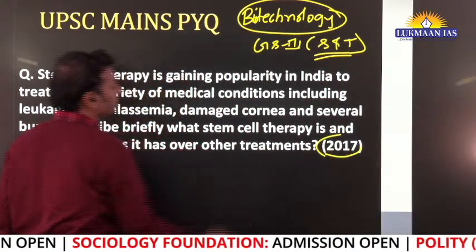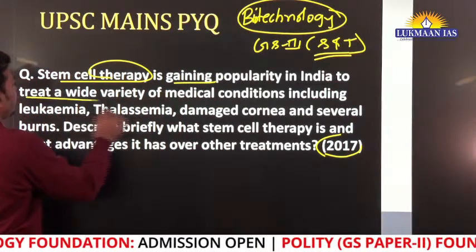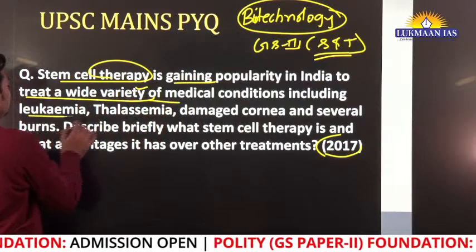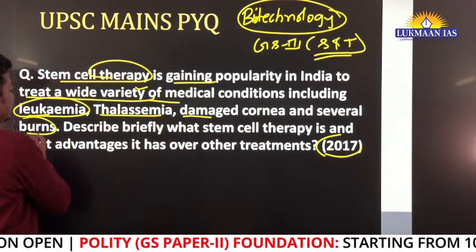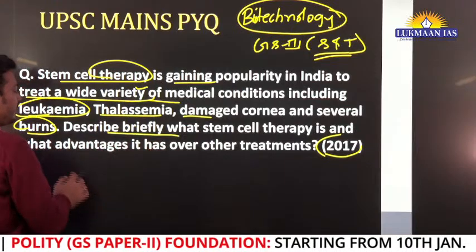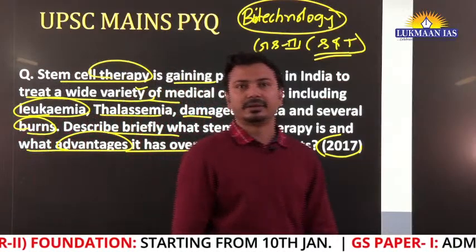In 2017 there was a question like this: stem cell therapy is gaining popularity in India to treat a wide variety of medical conditions including leukemia, thalassemia, damaged cornea and several burns. Describe briefly what stem cell therapy is and what advantages it has over other treatments.